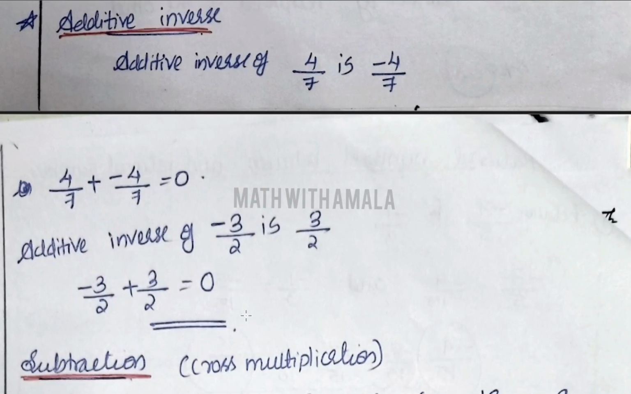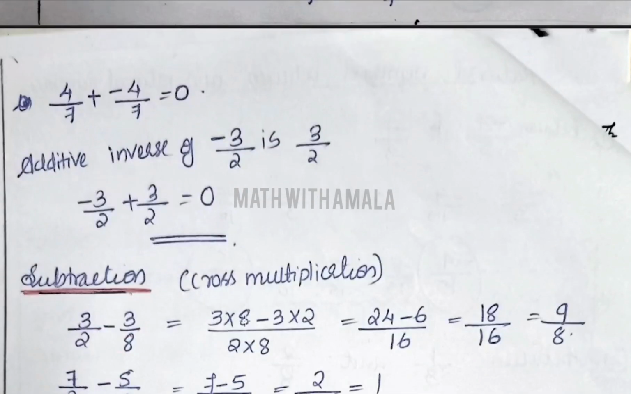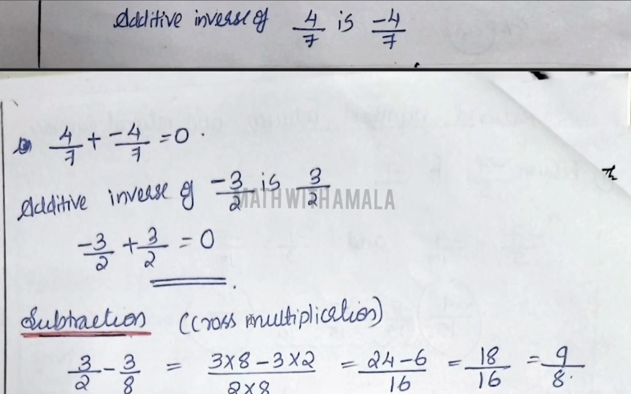Hence the additive inverse of a number like a by b is minus a by b. 4 by 7 plus minus 4 by 7 is equal to 0. So these are additive inverses of each other. The additive inverse of minus 3 by 2 is 3 by 2, and minus 3 by 2 plus 3 by 2 is equal to 0. That's why they are additive inverses of each other.